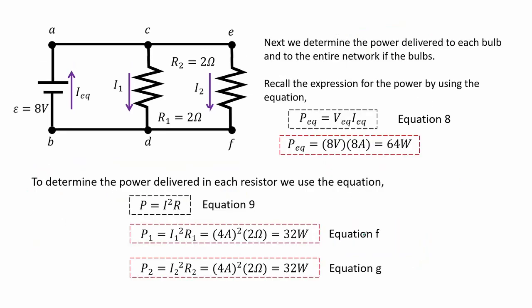Next we determine the power delivered to each bulb and to the entire network of the bulbs. Recall the expression for the power by using equation 8. It gives us a value of 64 watts. To determine the power delivered in each resistor, we use equation 9 and we have for resistor 1 and 2 to be 32 watts as shown in equation F and G.